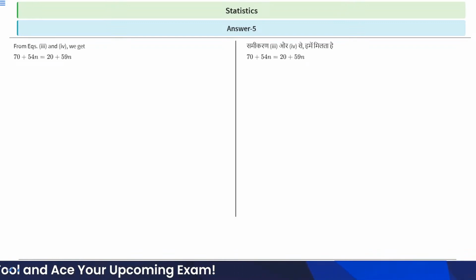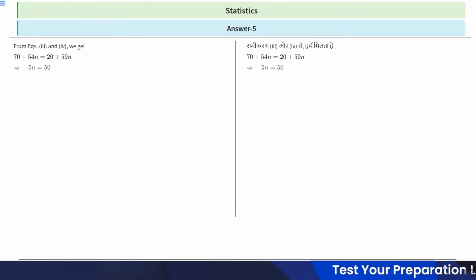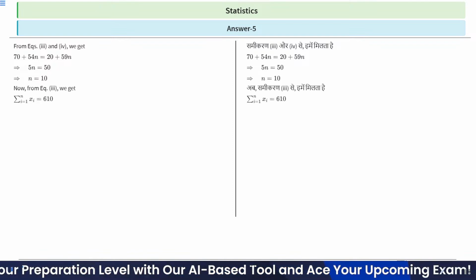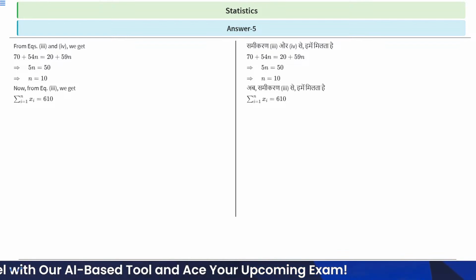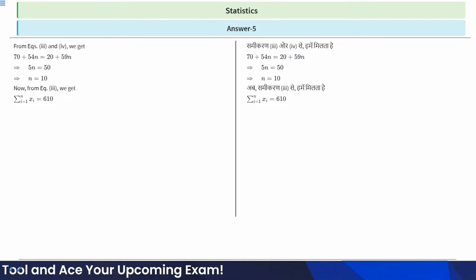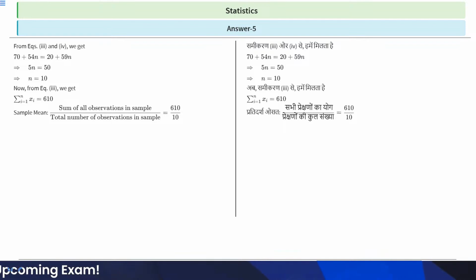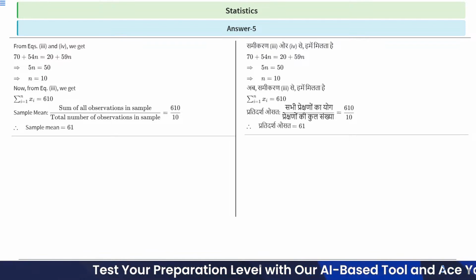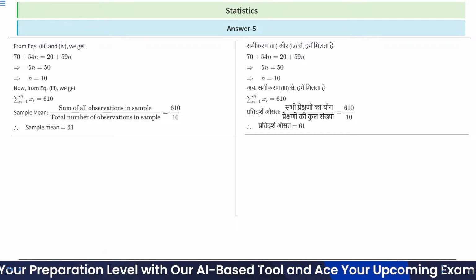Clear? So now we can equate equation 3 and equation 4. Therefore we will get 70 plus 54n is equal to 20 plus 59n. Therefore 5n is equal to 50. So we will get n is equal to 10, right? From equation 3 we will get summation of xi is equal to 610. Therefore sample mean is equal to sum of all the observations in the sample upon total number of observations in the sample, right, which is equal to 610 upon 10. Therefore sample mean is equal to 61. Got it?